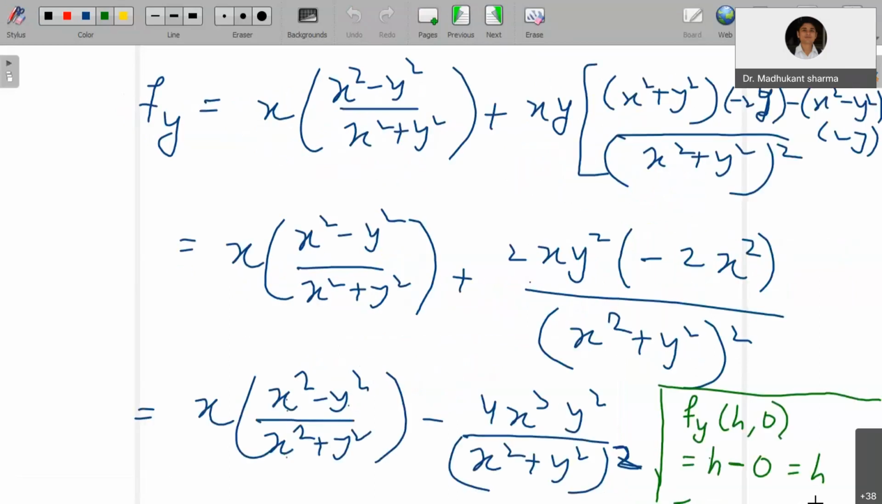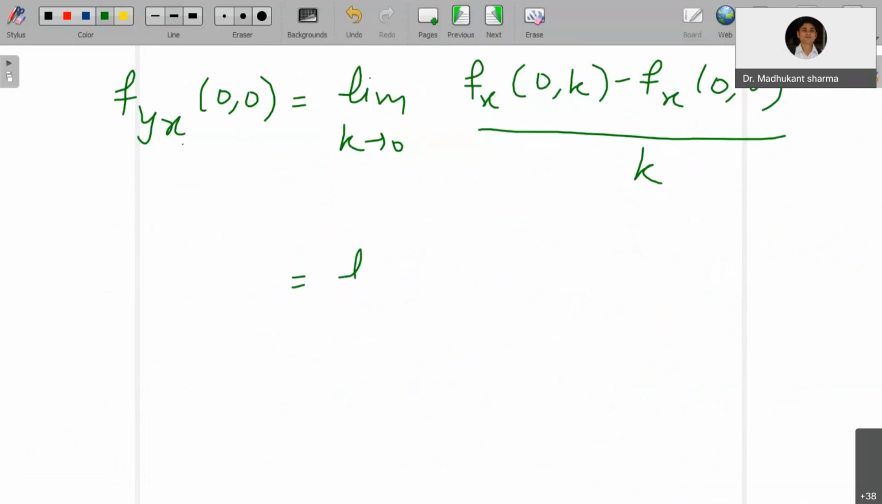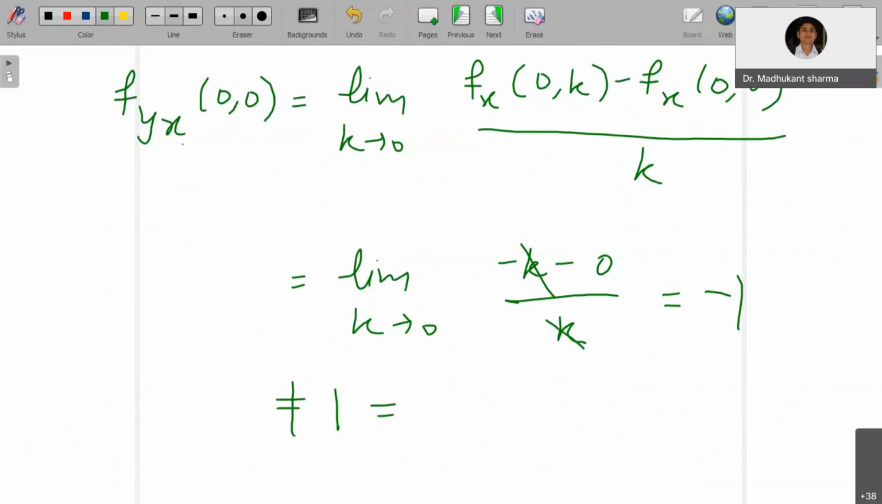So this is going to be the limit as k tends to 0 of minus k minus 0 divided by k. So k will get cancelled, but with the minus sign, so it's going to be minus 1. But this is not equal to 1, which is nothing but the fxy at 0. This shows you that if you differentiate in a different order, you may not get the same value at that point.